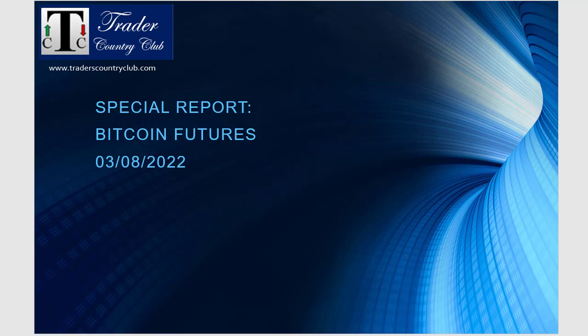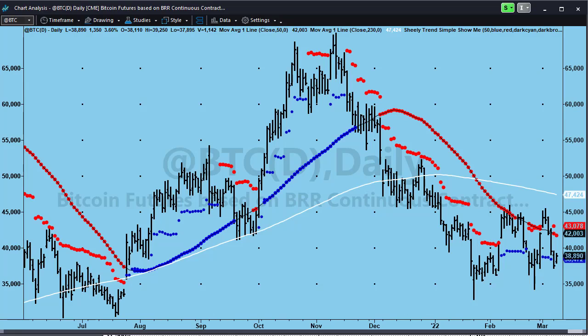I'm going to do a little special report on Bitcoin futures. This is a Bitcoin chart with TradeStation technologies. We use TradeStation a great deal. It's a wonderful program. It's something that you should consider because we are able to do all kinds of research with TradeStation and to execute trades easily.